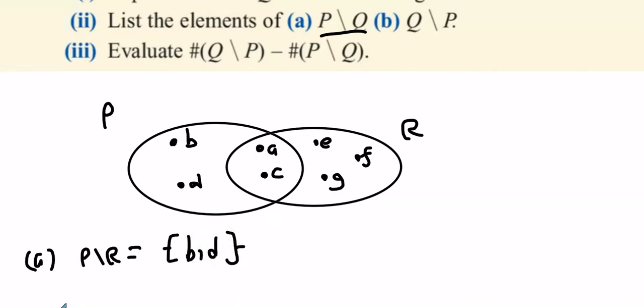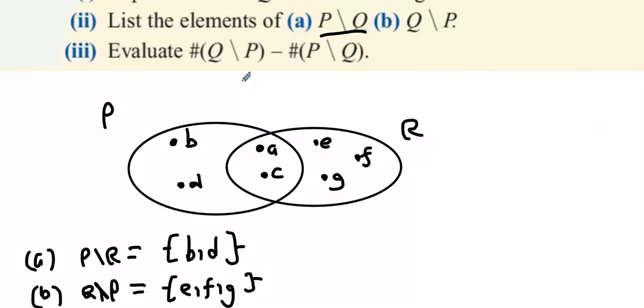Now, part B. Everything in Q that's not in P. Q less P. Everything in Q that's not in P is E, F, G, because A and C would be in P, so you're only allowed E, F, and G. And you're done.